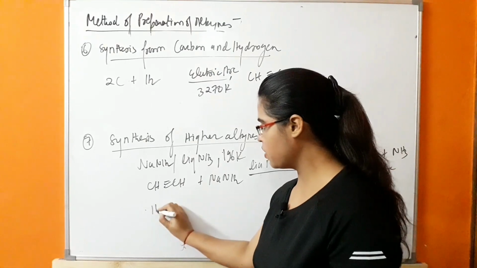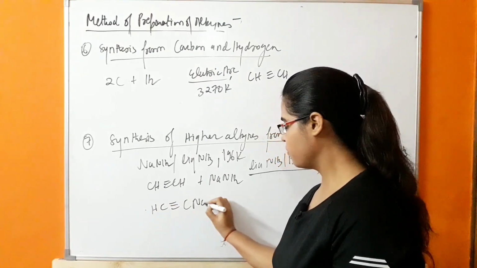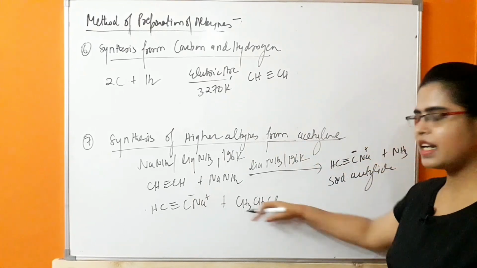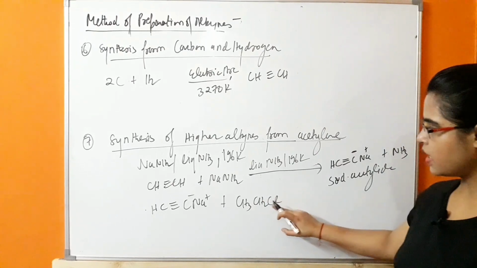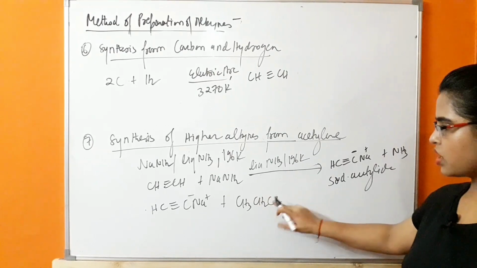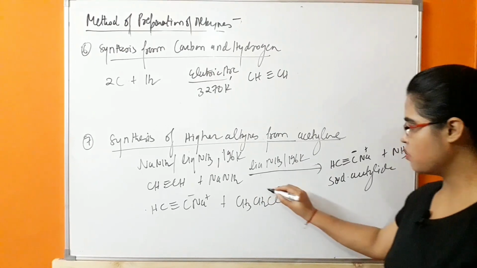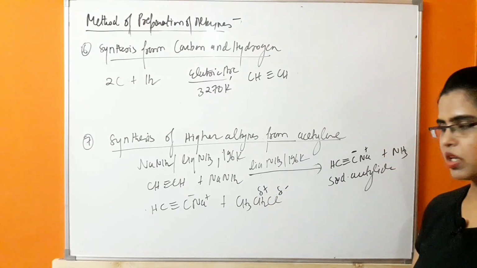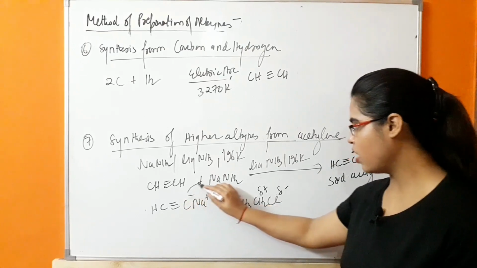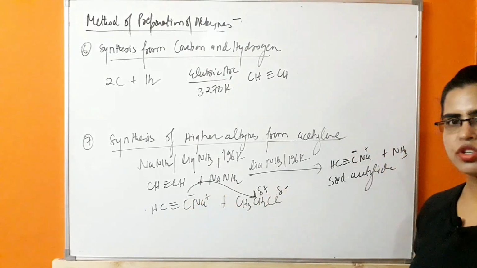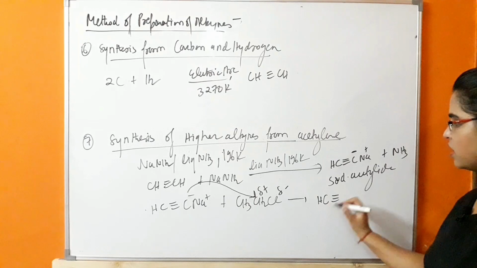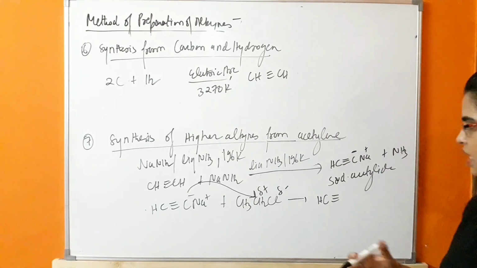This compound will further react with another alkyl halide, CH3CH2Cl. Any alkyl halide can be taken. You know that there is an electronegativity difference between the halogen and the carbon, due to which there will be a partial negative charge on the chlorine and a partial positive charge on the carbon. Because of that, this carbanion, which has excess electrons, will attack this electron-deficient carbon. Because of that, a higher member of the alkyne series will be formed.